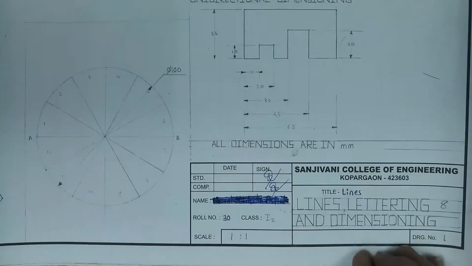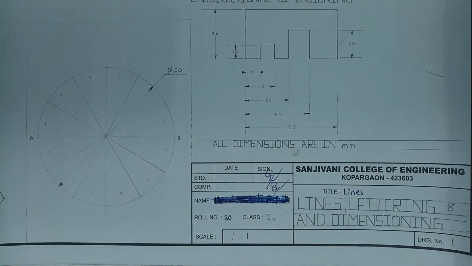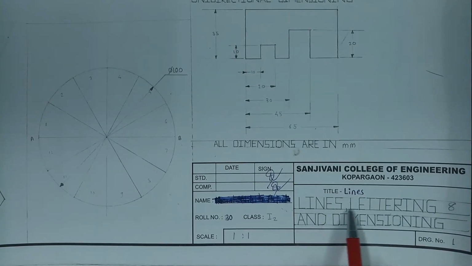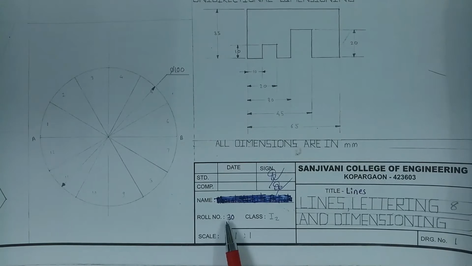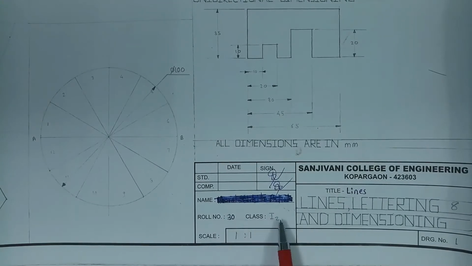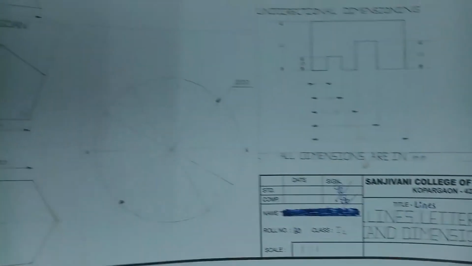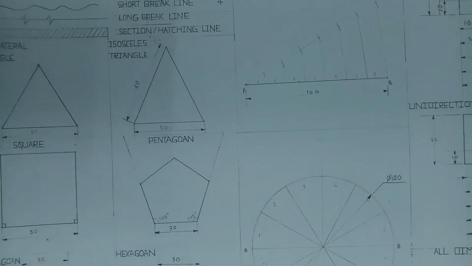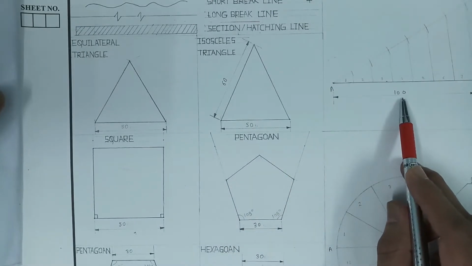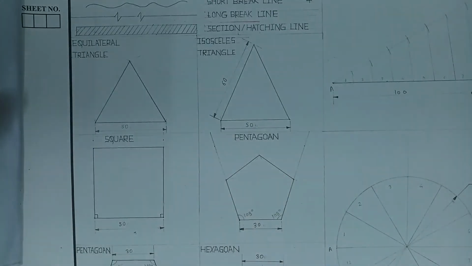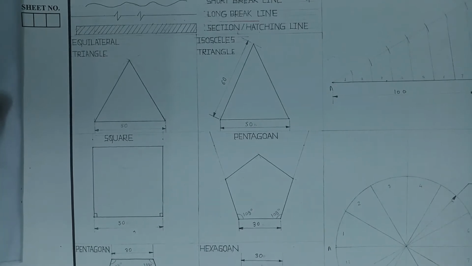As we go below here in the title box, I have written the title of the sheet as lines, lettering and dimensioning, and here the student can write their name, roll number, class, and scale. This information which is written on the drawing in the form of different notes, dimensions, legends, and titles, all this is called lettering.